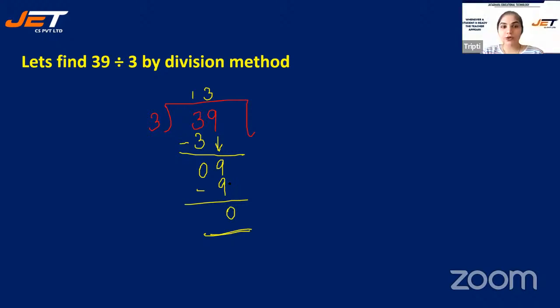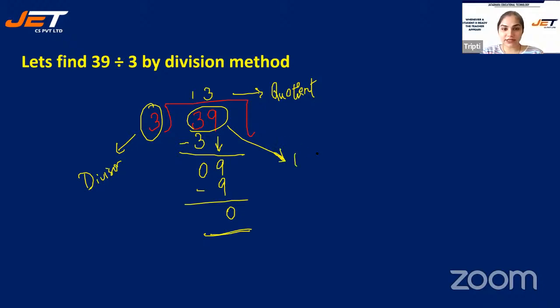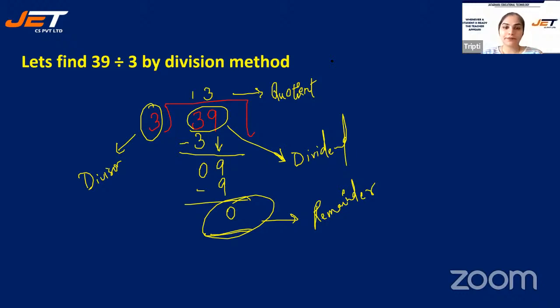Okay. So here 13 is our quotient. We have 3 as our divisor. 39 is the dividend. And over here 0 is the remainder. That's how you do it.